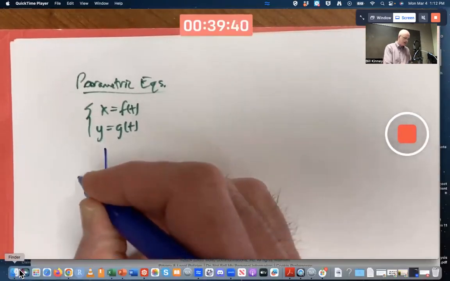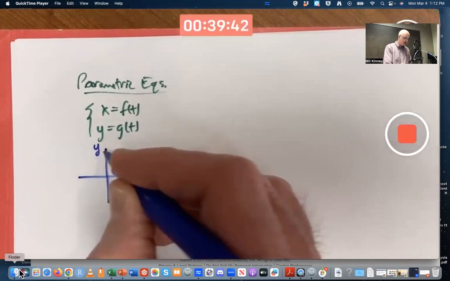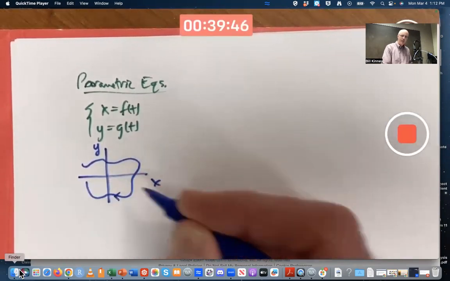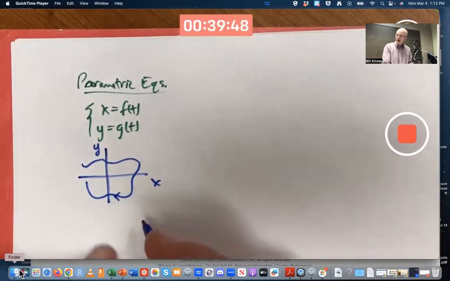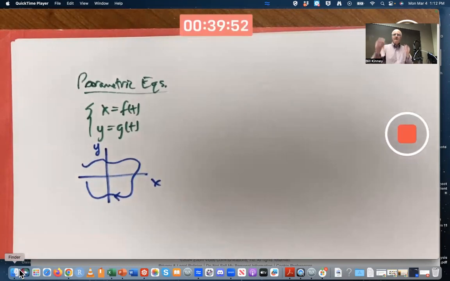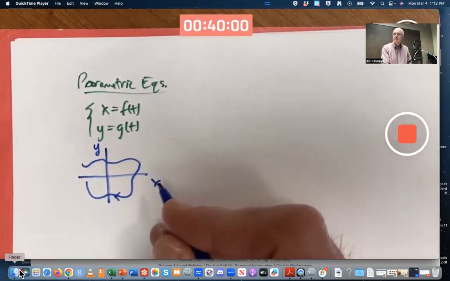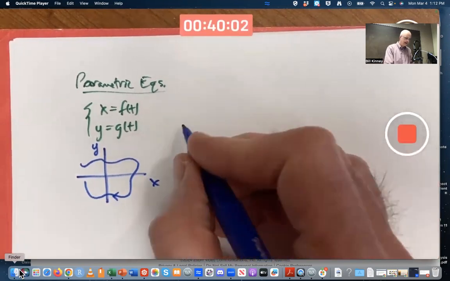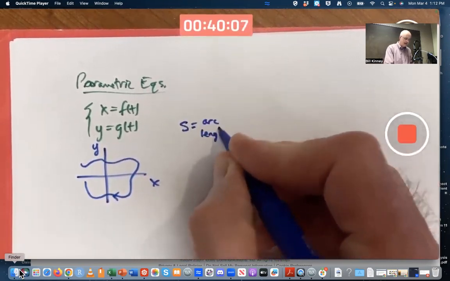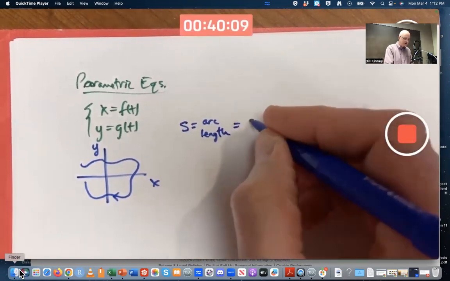In general, the motion could be along some crazy curve that goes all over the place. Pretend you're looking straight down in a parking lot and you're in a car turning back and forth like this. It doesn't have to pass the vertical line test, but you're after your distance traveled. It's the same as the arc length of the curve. You could say S is the arc length, but you could also say it's distance traveled.